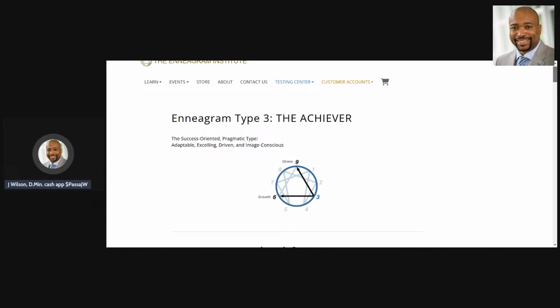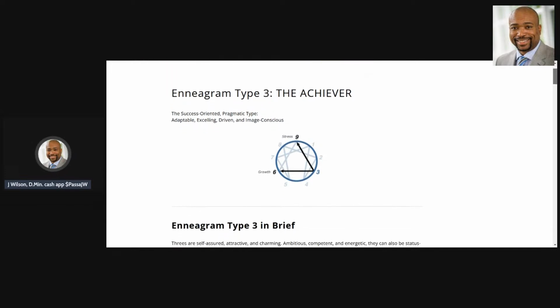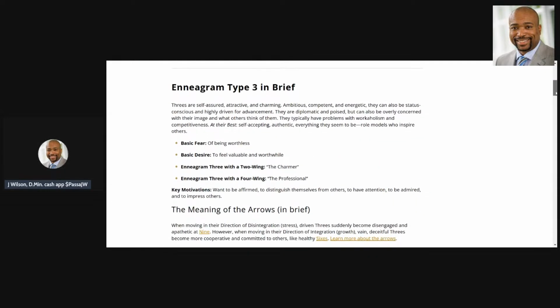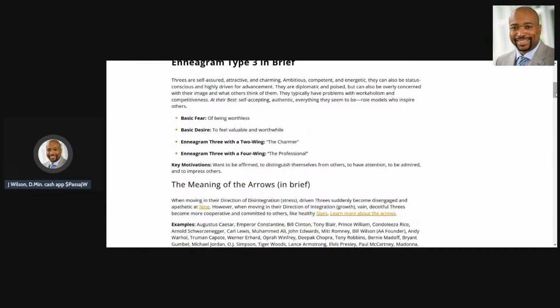The success-oriented, pragmatic type: adaptable, excelling, driven, and image-conscious. 3s are self-assured, attractive, and charming, ambitious, competent, and energetic. They can also be status-conscious and highly driven for advancement. They are diplomatic and poised, but can also be overly concerned with their image and what others think of them. They typically have problems with workaholism and competitiveness. At their best, self-accepting, authentic, everything they seem to be, role models who inspire others.